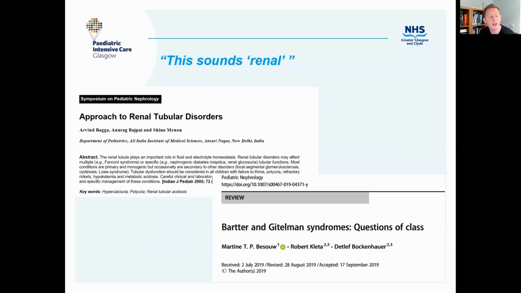Take the challenge. So there's a couple of papers that are quite useful in this scenario if you do think it might be something renal. One is called Approach to Renal Tubular Disorders, and one is called Bartter and Gitelman Syndromes, Questions of Class. And what's really nice about these papers is that they go through a diagnostic approach to try and help you determine whether it actually is one of these disorders or not.